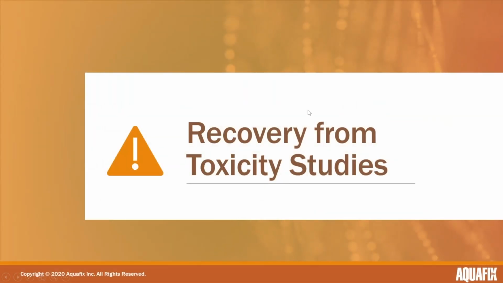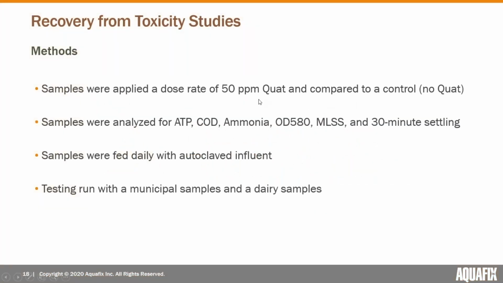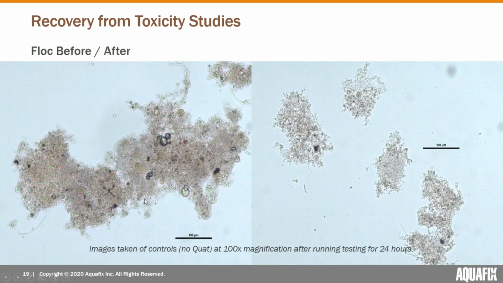Then we studied recovery from toxicity. In these samples, we dosed at 50 ppm of Quat. Samples were analyzed for ATP. ATP is how we measure bacterial activity. We also measured COD, ammonia, optical density, which tells us how cloudy the supernate is, mixed liquor, and 30-minute settling. Samples were fed daily with an autoclaved influent. Testing was run with municipal samples and dairy samples. So this is floc.